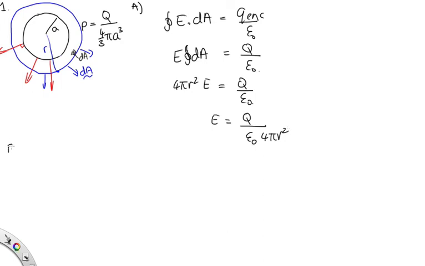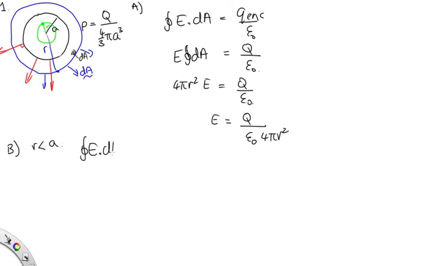Okay, part B says find the magnitude of the electric field at a point inside the sphere. So now what we do is choose a different distance r such that we've got some point inside the sphere there, the distance r. So r is less than a in this case. So what we need to do is just use Gauss's law again.